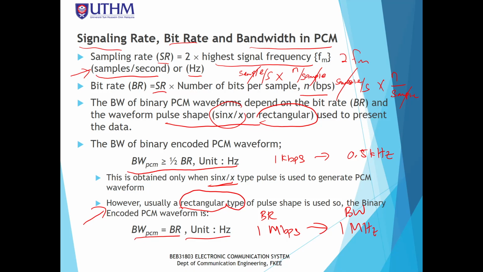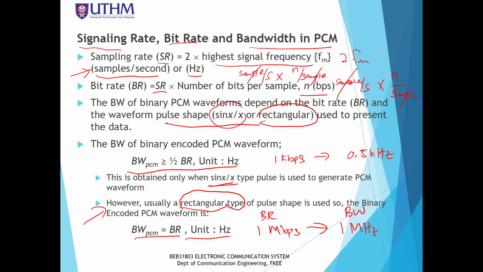If you use a sinc function, we produce the minimum PCM bandwidth, which is equal to or more than half of the bit rate, and the unit is hertz. This minimum PCM bandwidth is obtained only when we use the sinc function during the sampling process to generate the PCM waveform.